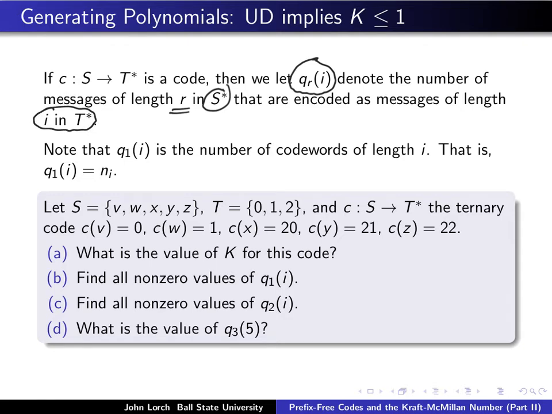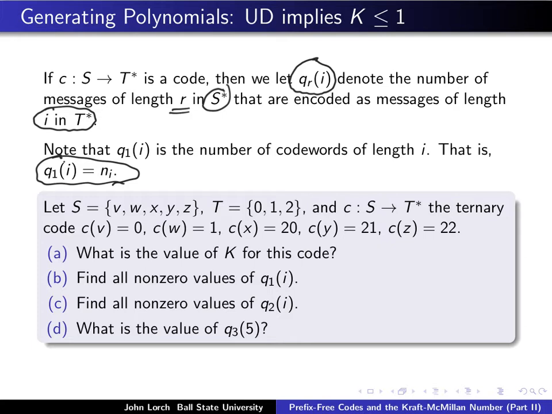So another way to think of that is, if we encode all possible messages of length r, how many of the encoded messages are of length i? So note that q sub 1 of i is just simply the number of code words of length i. That is, q sub 1 of i is n sub i.